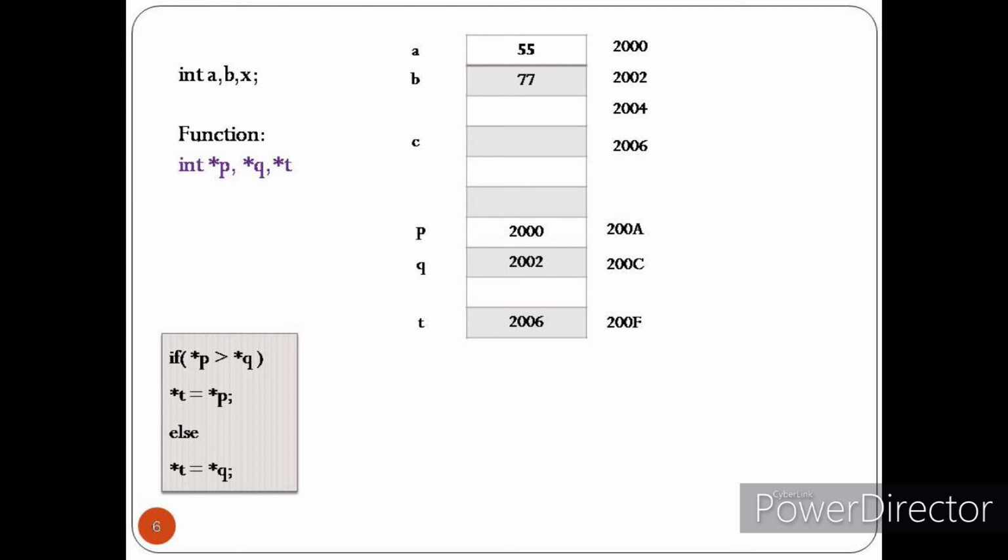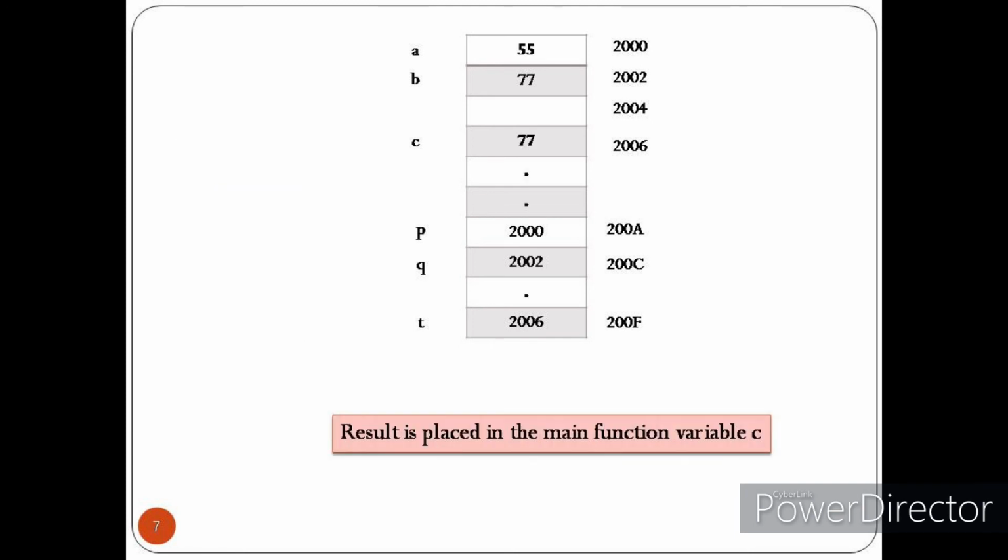So after the comparison using the if statement, if *P greater than *Q, whichever is largest, that will be stored in the location pointed to by the T variable. So in the location 2006, directly the answer will be stored. That means we need not use a return statement, which is normally used in the functions which adopt the call by value method.